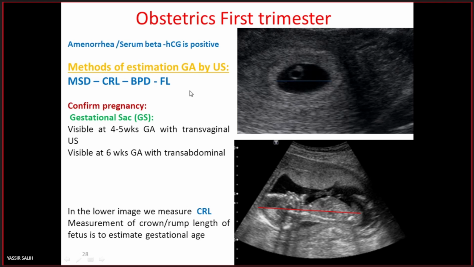We always do ultrasound. The first sign of pregnancy is the presence of this sac, the gestational sac. This is the first sign of pregnancy by ultrasound, a sac containing fluid called the gestational sac. Then within this sac, the yolk sac develops. This is a small sac within the gestational sac. This is called the yolk sac. Then the embryo.